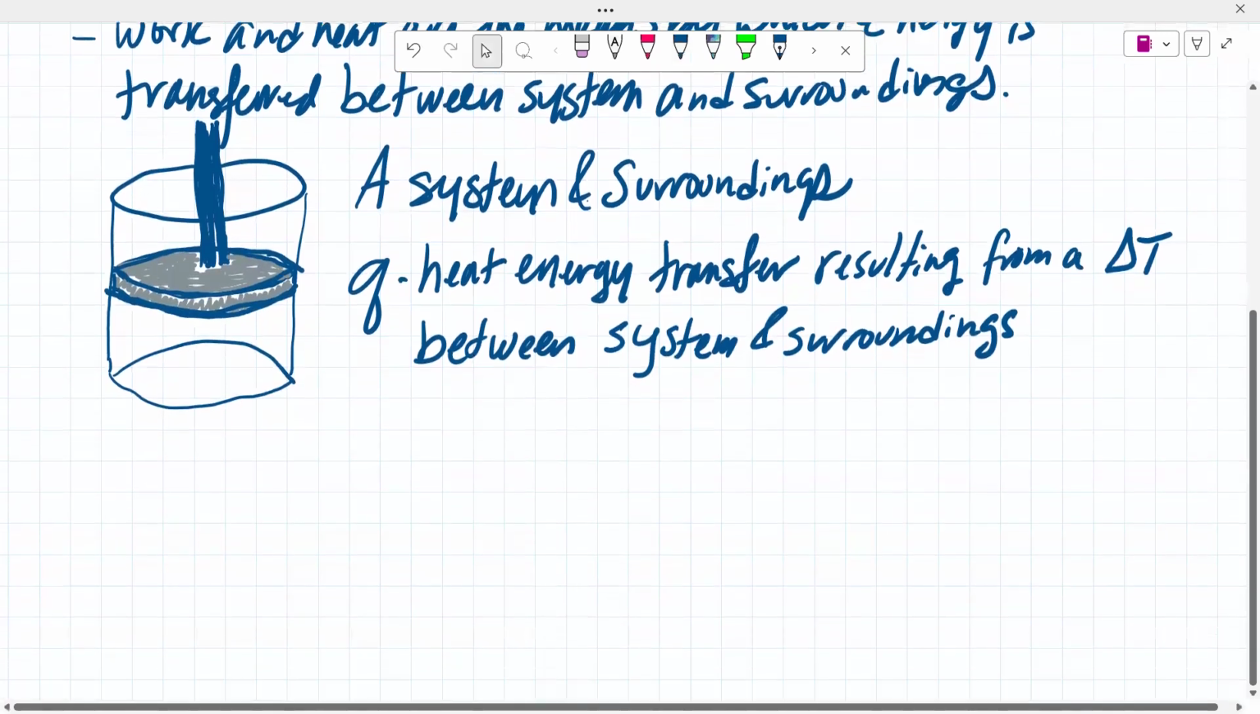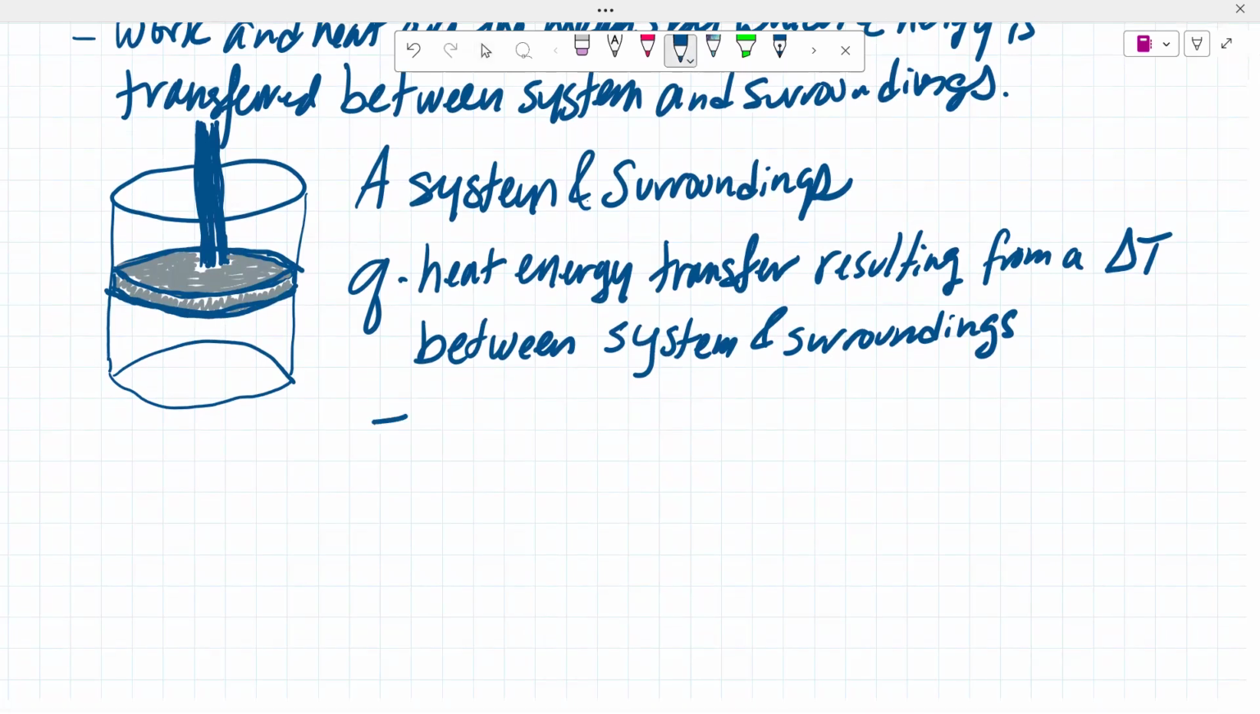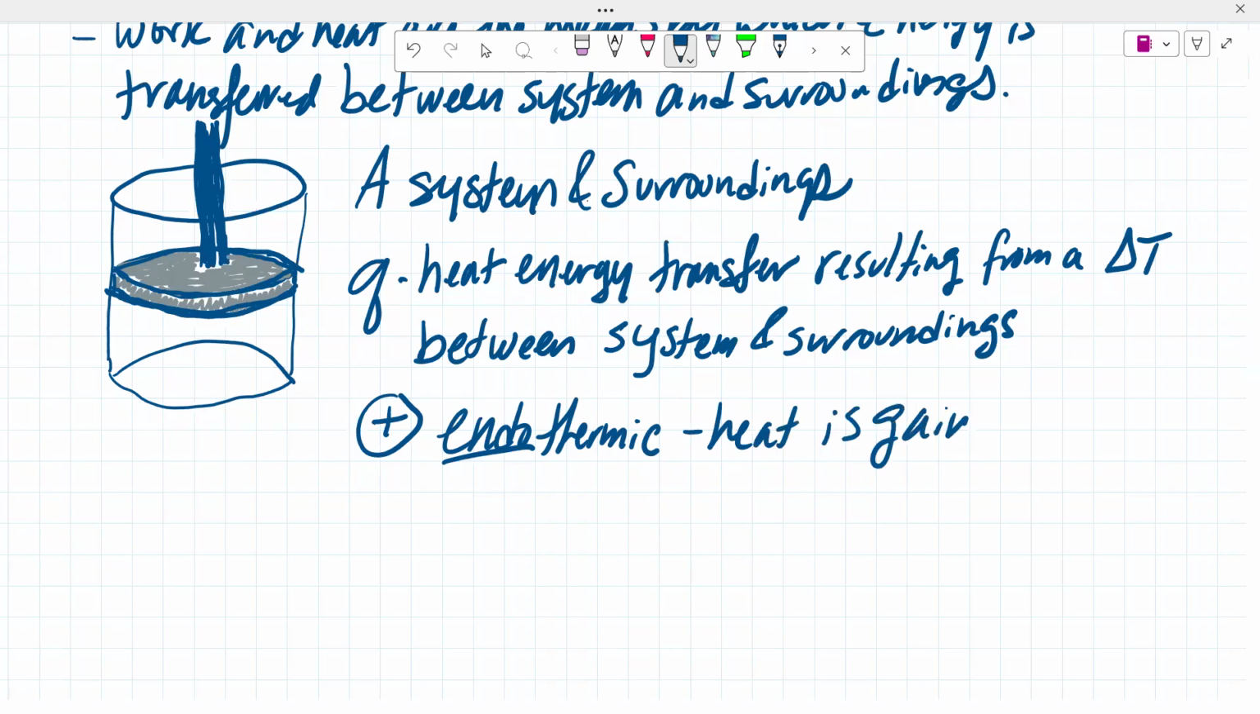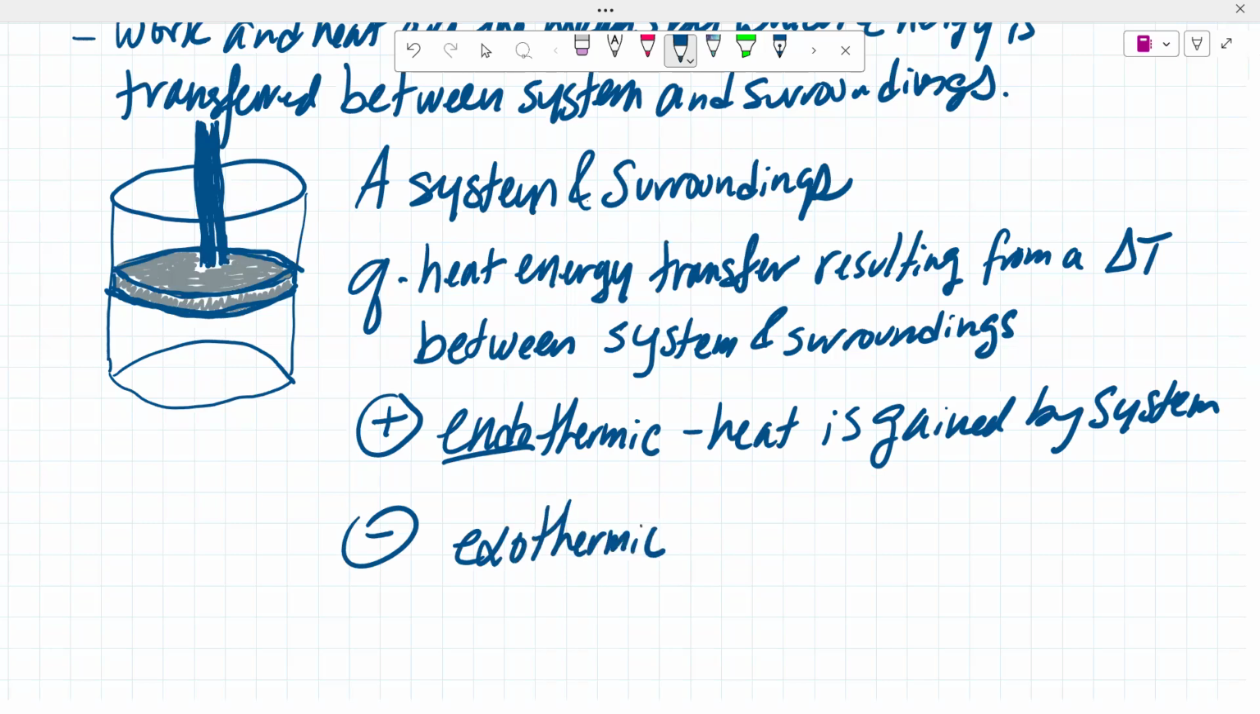All right, so heat is the energy transfer resulting from delta T between system and surroundings. Now, we're going to need to keep very close attention to our signs. This is endothermic, which means heat is gained by the system. Whereas exothermic takes a negative sign. I think of exo like exit. Fluid is exiting the system.